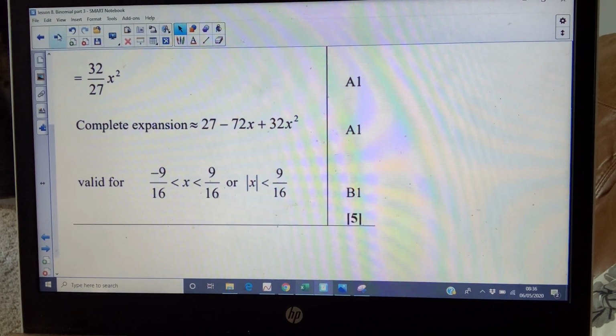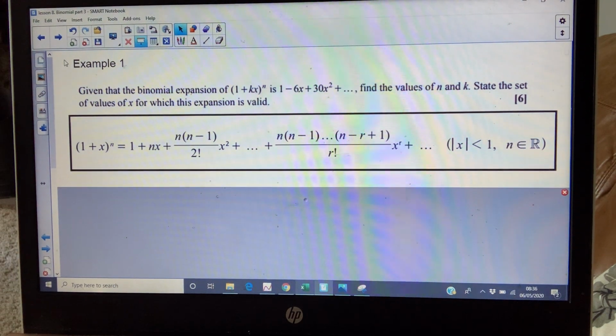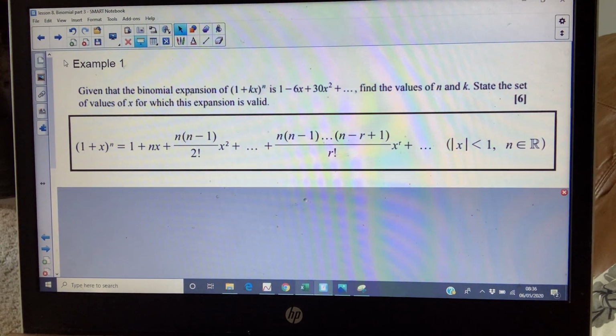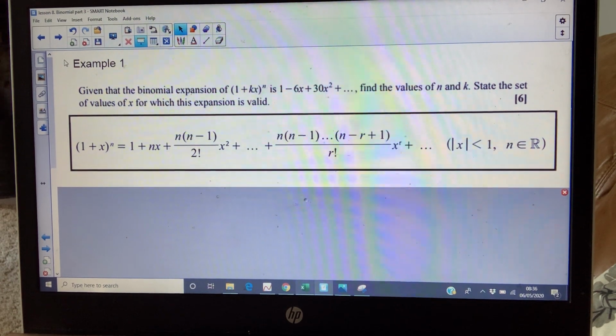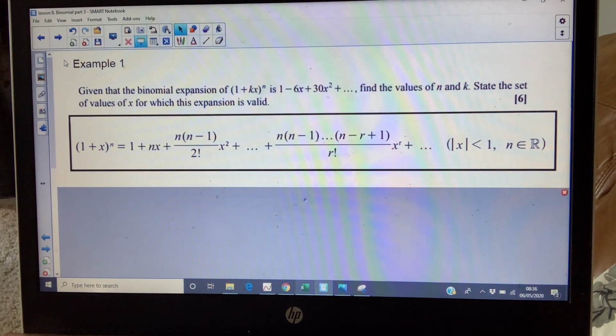Right, today's lesson. So what we're going to do is look at some harder questions that have a bit of an algebra twist with the binomial. So first question: given that the binomial expansion of 1 plus kx all to the power n is this, find the values of n and k. State the set of values of x for which this expansion is valid.